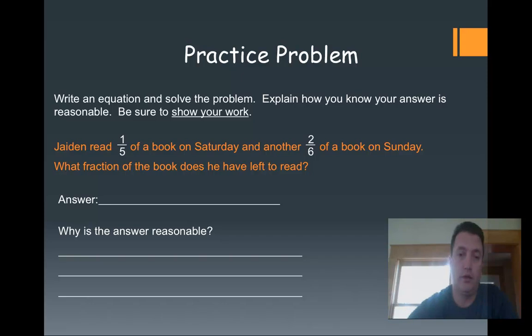Okay, so you're going to put your answer down here and you're going to explain to me, is your answer reasonable? Just remember, we're talking about the book, so I'm going to give you a hint if you're a little confused on how to start this. Remember, the book would equal 1 whole. It'd be the whole book, all right? So kind of think about that as you're working through the problem. If you have questions, we'll go over them in class. See ya.